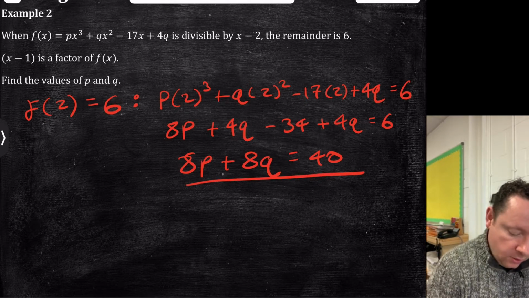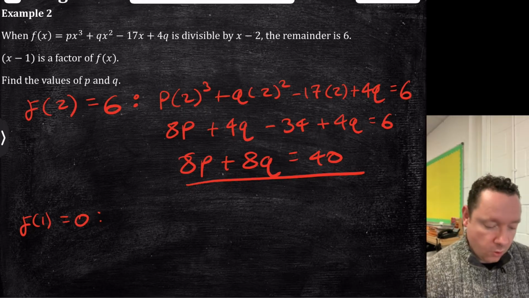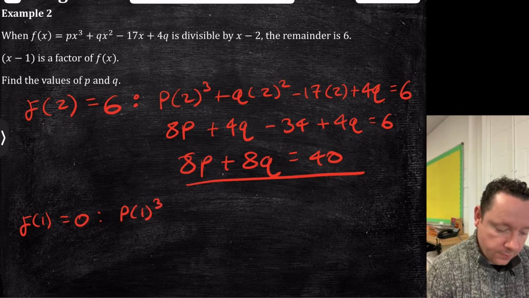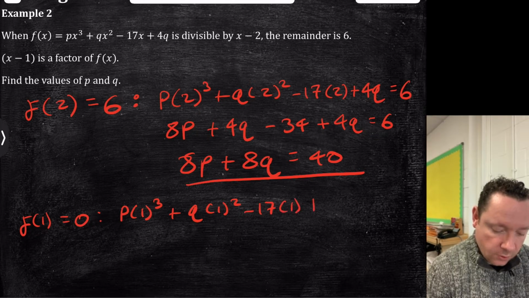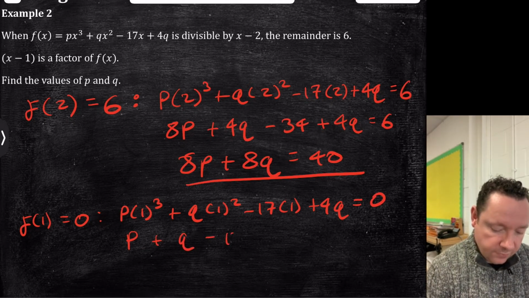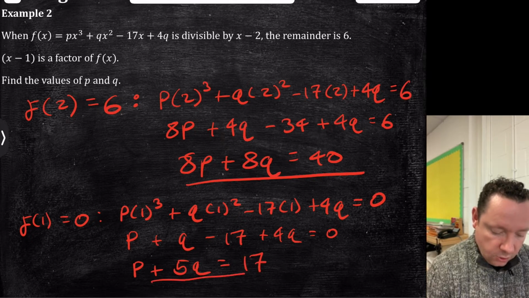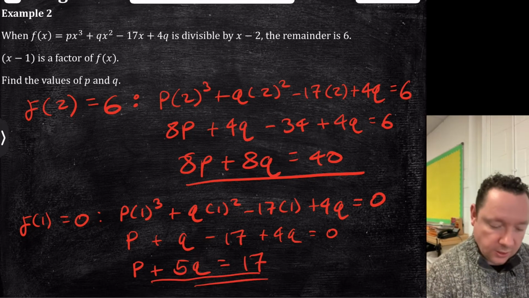X minus 1 is a factor, so that means that f of 1 equals 0. The remainder is 0, so we can just shove 1 in. So we've got p times 1 cubed plus q times 1 squared minus 17 times 1 plus 4q equals 0. Well, that gives me p plus q minus 17 plus 4q equals 0. So that is p plus 5q equals 17, taking the 17 over. Two equations, and now we can just do simultaneous equations.